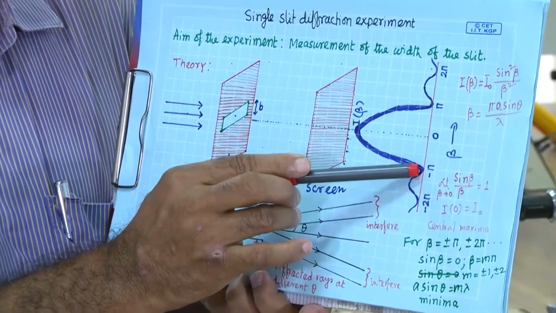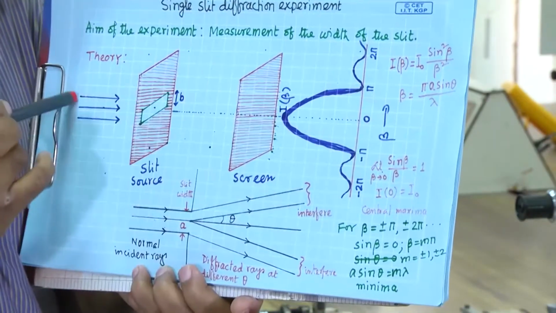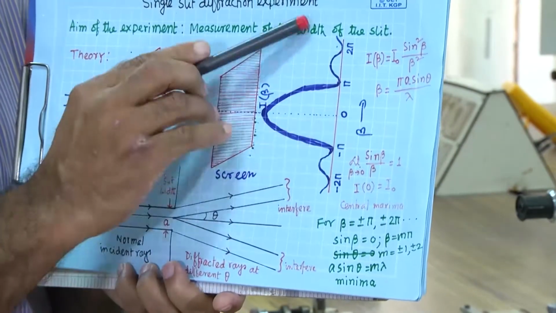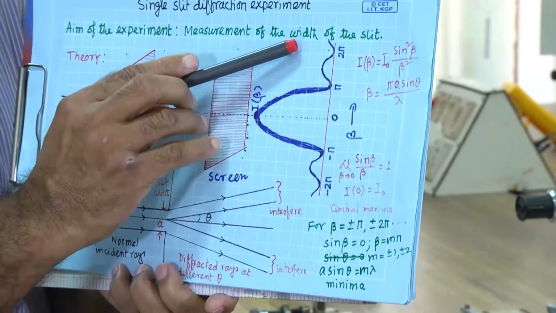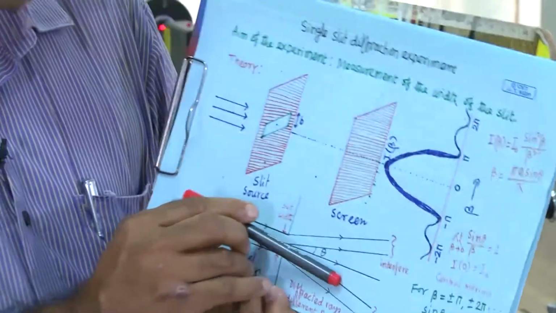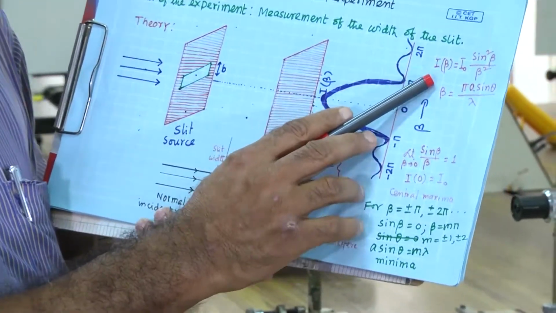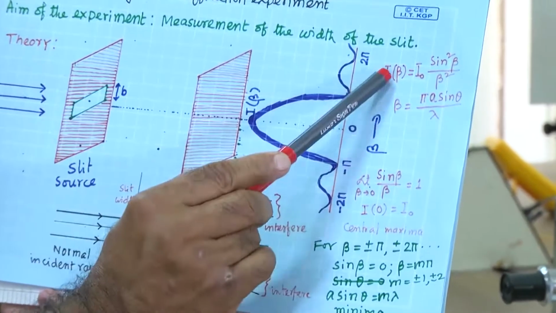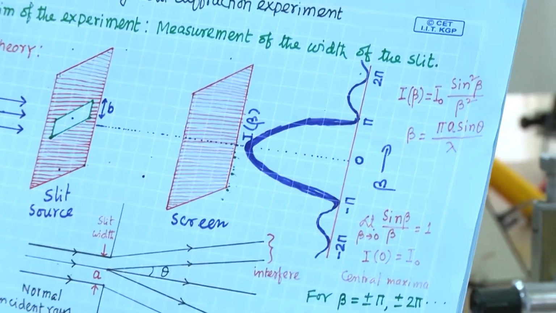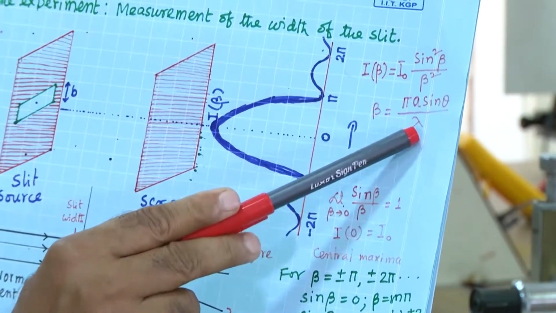So, we see here two kinds of maxima. This one is the central maxima, which we get generally at the direct position. If you follow this dotted line, at the direct position we see the central maxima, and on both sides of the central maxima we get the secondary maxima, and between the secondary maxima and central maxima we get the minima. Okay. So, the intensity variation as a function of beta is I equal to I0 sin square beta by beta square. What is beta? Beta is equal to pi a sin theta by lambda.